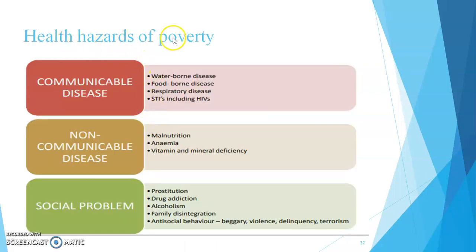So what are the health hazards of poverty? First is communicable diseases, in that waterborne disease, foodborne disease, respiratory diseases, STIs including HIV. Non-communicable disease, in which malnutrition, anemia, vitamin and mineral deficiency. Social problems may arise due to poverty, in that prostitution, drug addiction, alcoholism, family disintegration, antisocial behavior like beggary, violence, delinquency, terrorism.